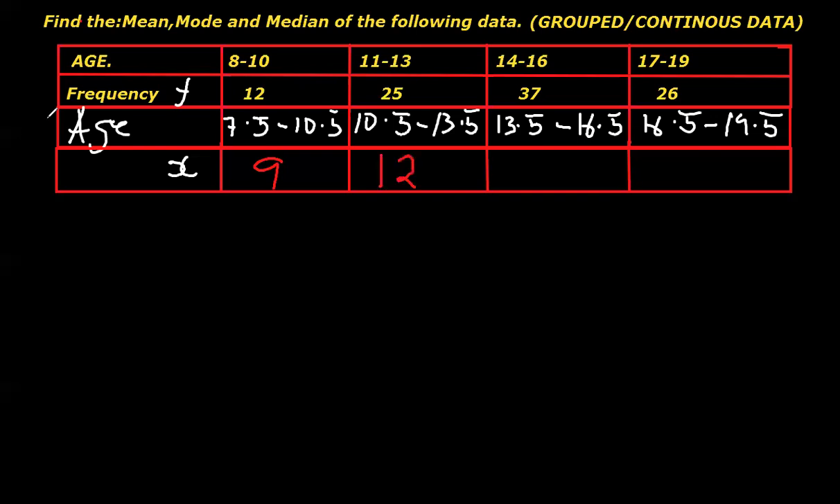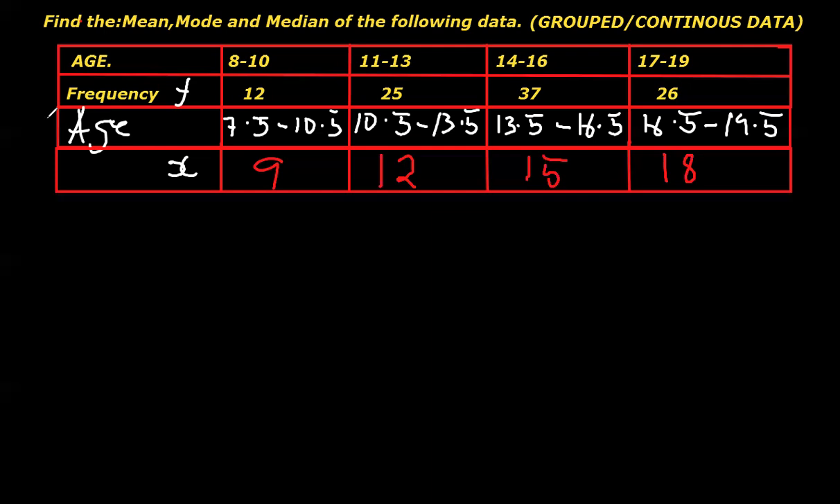That becomes my x. Then I take 14 plus 16, that is going to give me 30. 30 divided by 2 is 15. All right. Then I take 17 plus 19, that is going to give me 36 divided by 2. That gives me 18. So I have my x values.